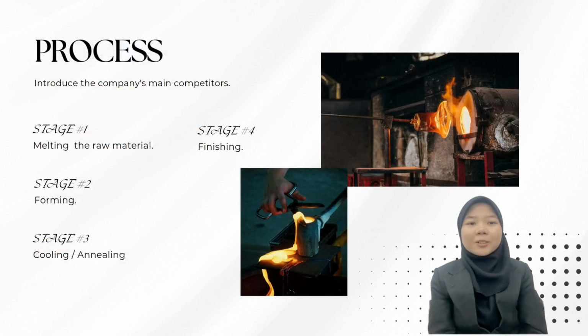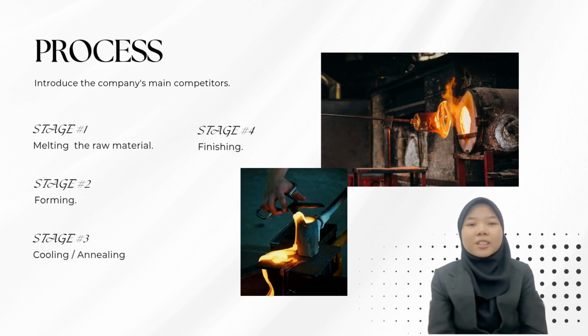Now, we're going to take a look at the manufacturing process. How was glass made? The most common method used in industry is called the float glass process. In this process, there are 4 main stages, which are melting, forming, cooling, and finishing. In stage 1, the raw materials are mixed and melted in a furnace at very high temperature until they become molten glass. In the second stage, the molten glass is floated on a pool of molten tin, which spreads it into a flat and even shape.